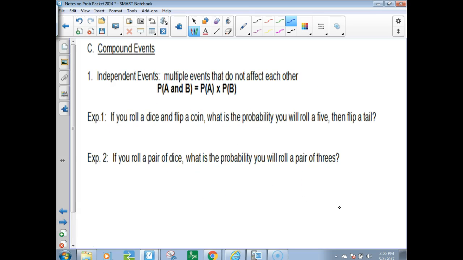Okay, so next, compound events. If you have independent events that do not affect each other, that's what an independent event is. They don't affect each other. Then you multiply the probability of the first event times the probability of the second event.